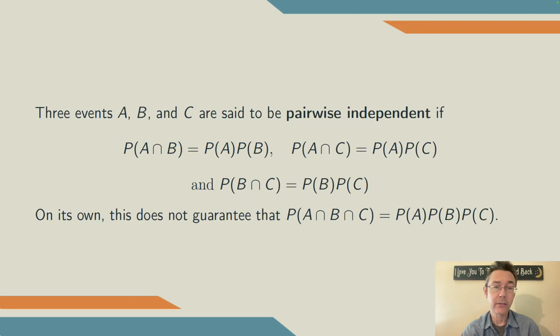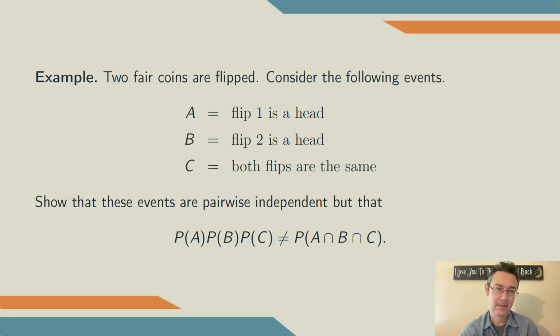Three events A, B, and C are said to be pairwise independent if any two of them are independent from one another. For instance, we have to have the probability of A intersect B is the probability of A times the probability of B. Interestingly, on its own, that doesn't guarantee that the probability of A and B and C is equal to the product of the probabilities of A, B, and C. Here's an example illustrating that.